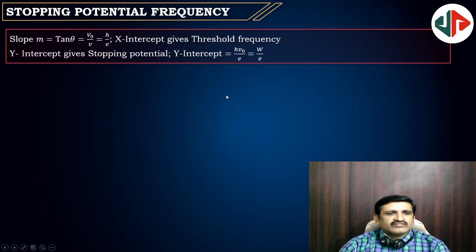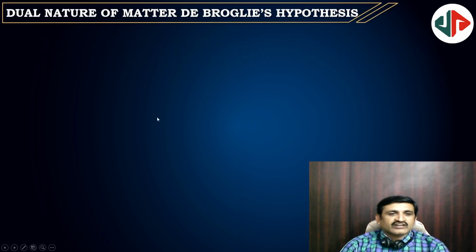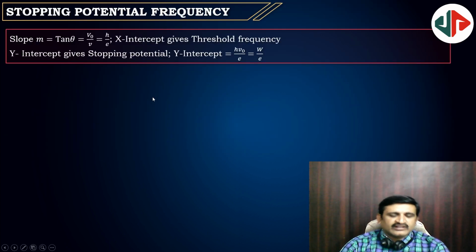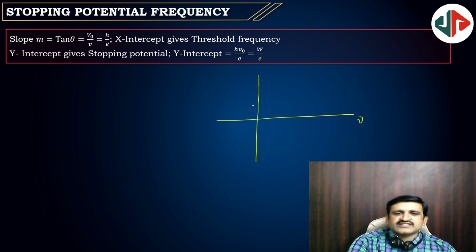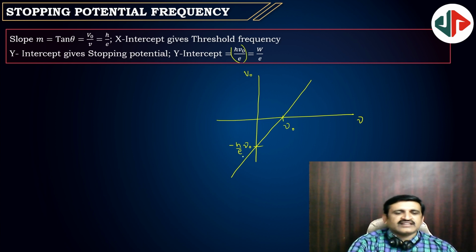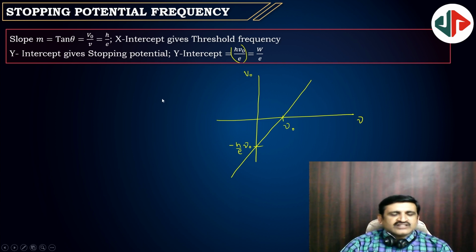Stopping potential versus frequency: slope m is equal to V naught by nu, which is equal to h by e. The x-intercept gives the threshold frequency on the graph. No graph is given, so I'll draw here and show you. This is frequency and this is stopping potential. Then the graph will come like this. This point will give you the threshold frequency, and this one will give you minus h by e into nu naught. This is the y-intercept, that is work function by e, the charge of the electron. So this graph is also related to Einstein's photoelectric equation.